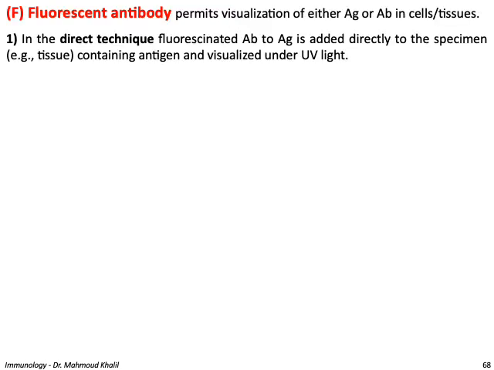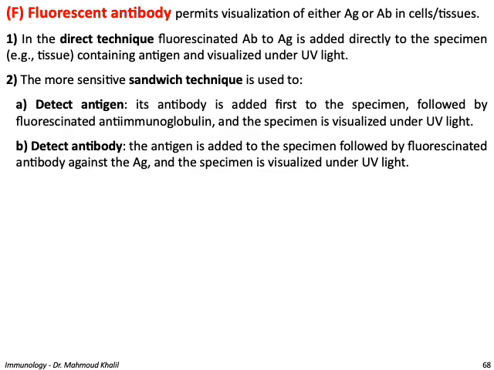Fluorescent antibody is another test that can be used in immunological assay, and this permits the visualization of either antigen or antibody in cells or tissue. In the direct technique, fluorescinated antibody to antigen is added directly to the specimen, for example the tissue, containing the antigen and visualized under UV. The more sensitive sandwich technique is used to detect antigen. Its antibody is added first to the specimen, followed by fluorescinated anti-immunoglobulin, and the specimen is visualized under the UV.